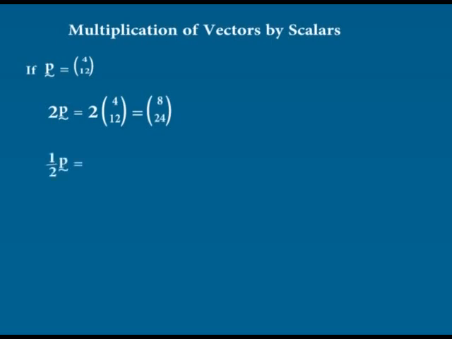A half p is equal to a half times (4, 12). A half times 4 is 2. A half times 12 is 6.